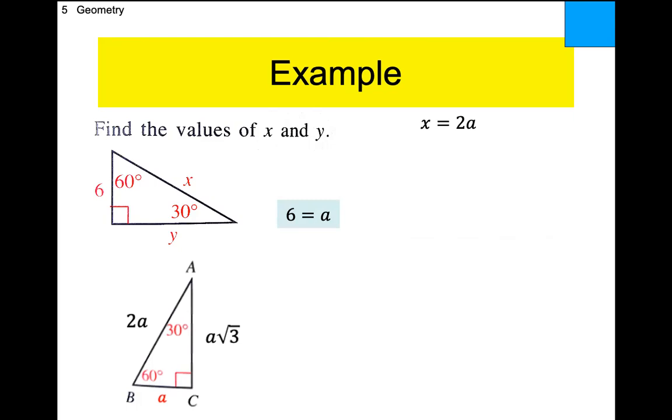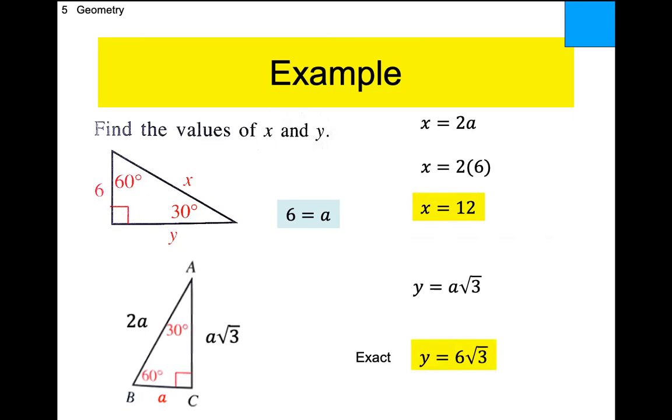Notice if a is equal to 6, I can immediately say x is 12, and we're done for x. For y, I eventually said that y is equal to a root 3, but a is 6, and we're done. That wasn't hard at all. Which means that math is mine.